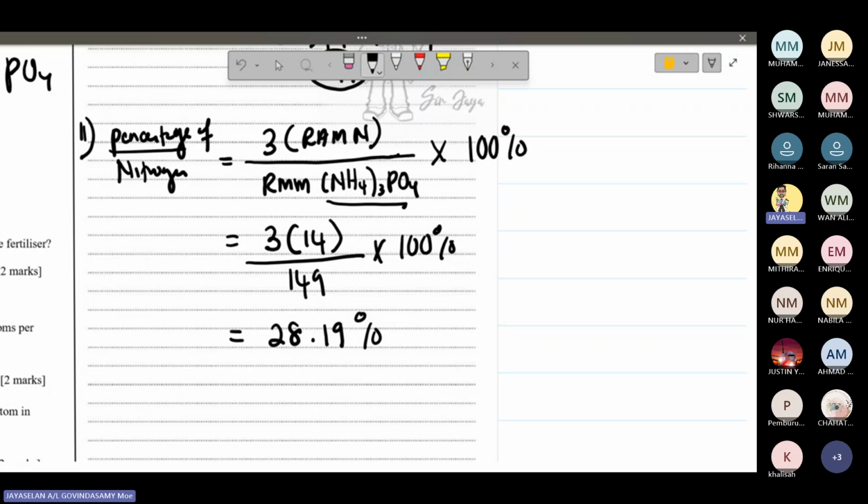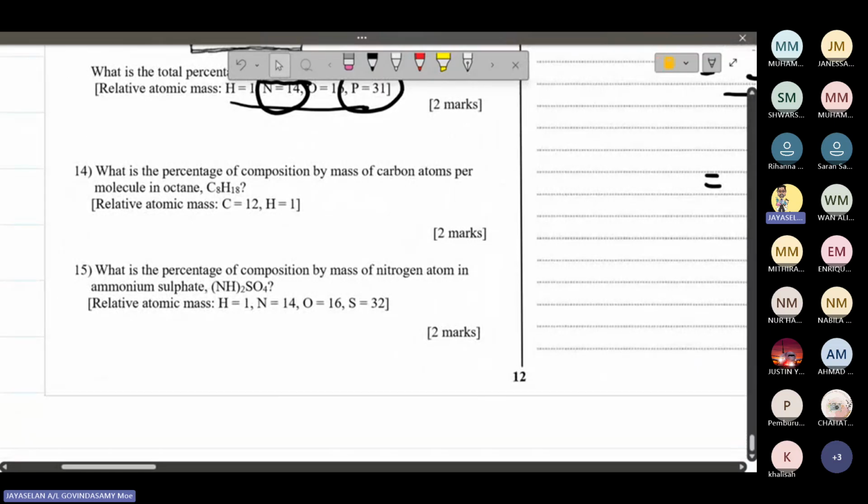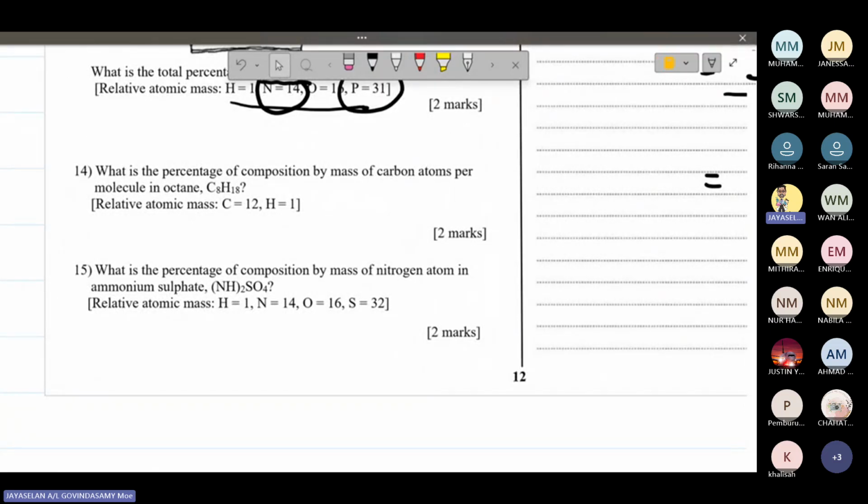Okay. Sir, I still don't understand what you're doing. You're going very, very fast lah, sir. Can you do one more example? Okay, now I do one more example. Number 14 I do. Number 15 you guys do.